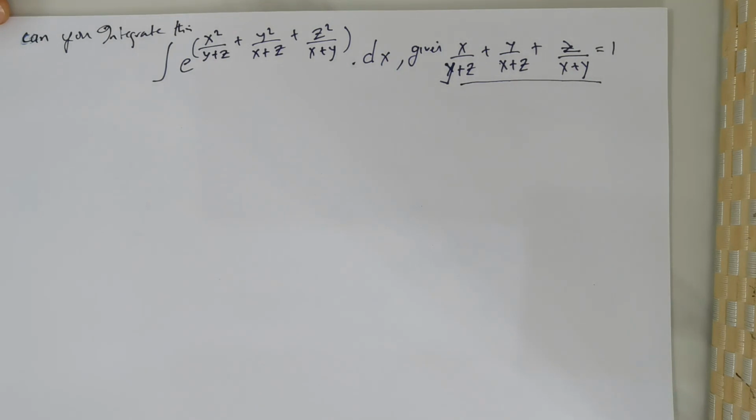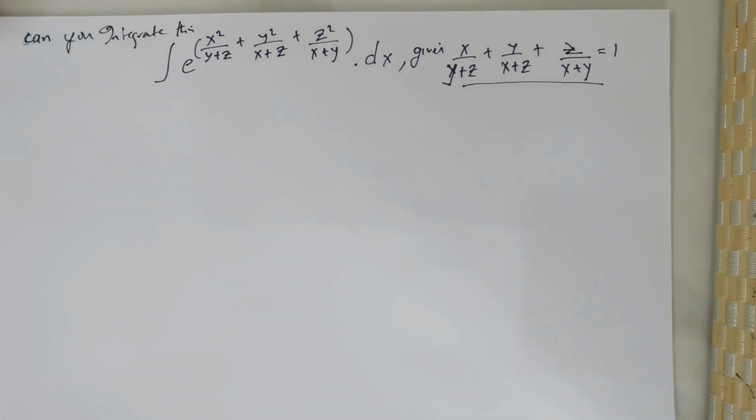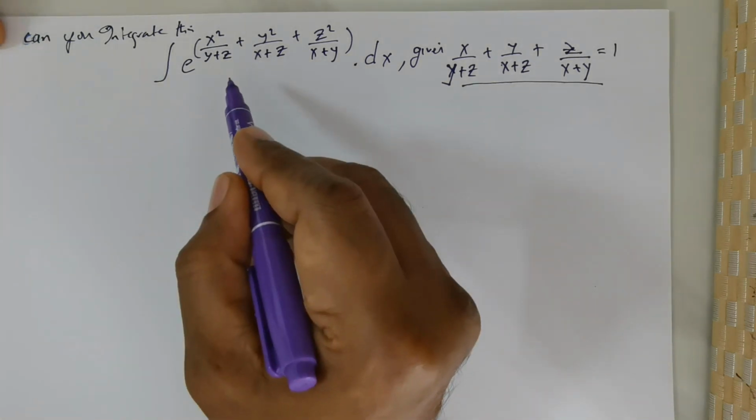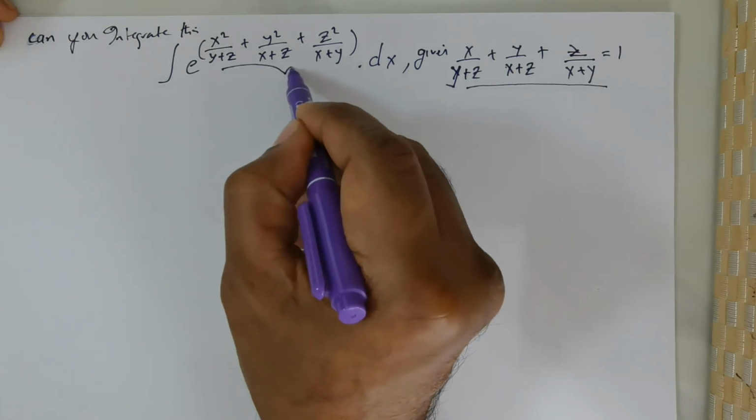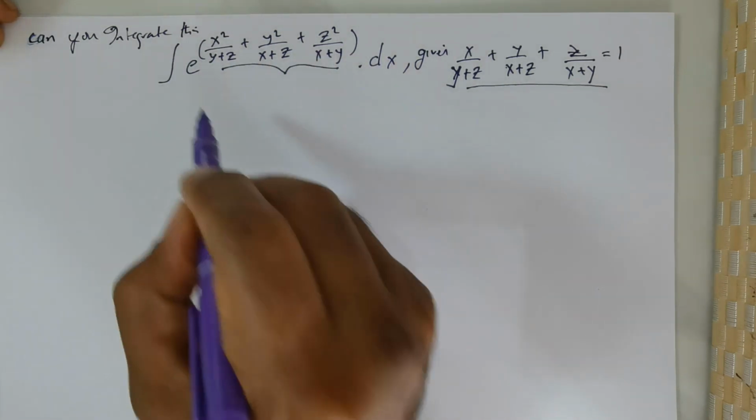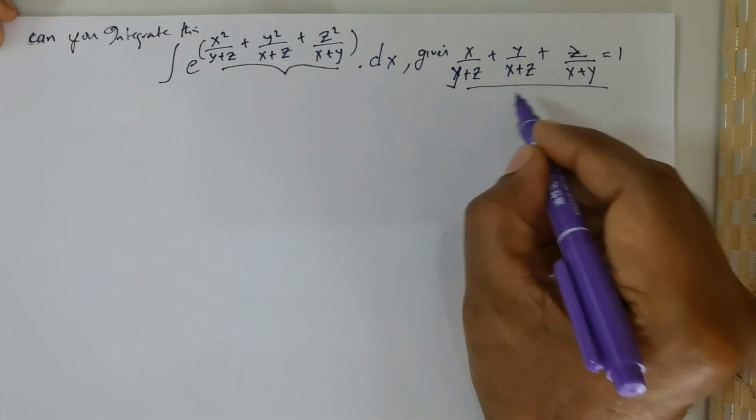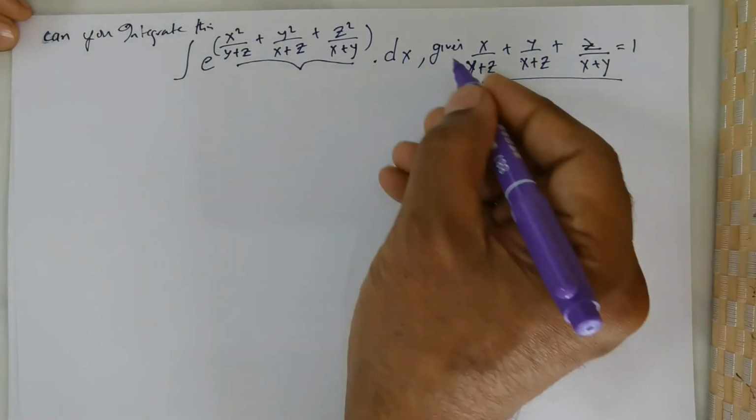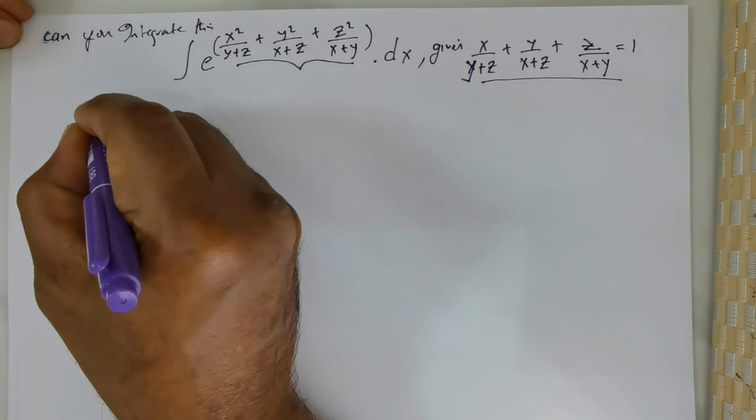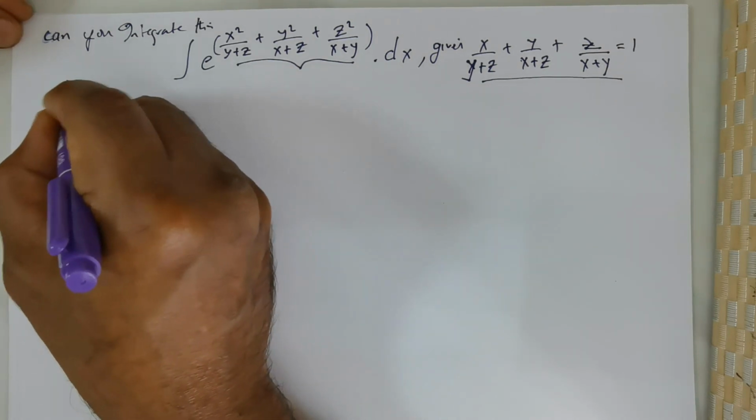Now the question is, how are we going to integrate this? You might be tempted to start off right away, but don't do that. We will have to perform a simplification of this expression using this condition, and then onwards we will integrate. So foremost, this is given, right? I'm going to start off the solution in this fashion.